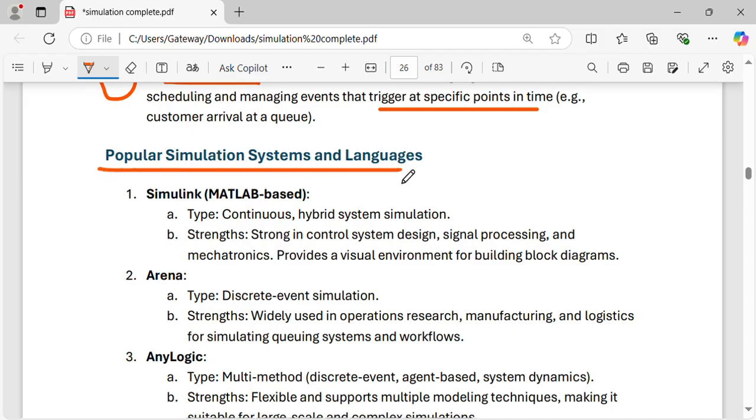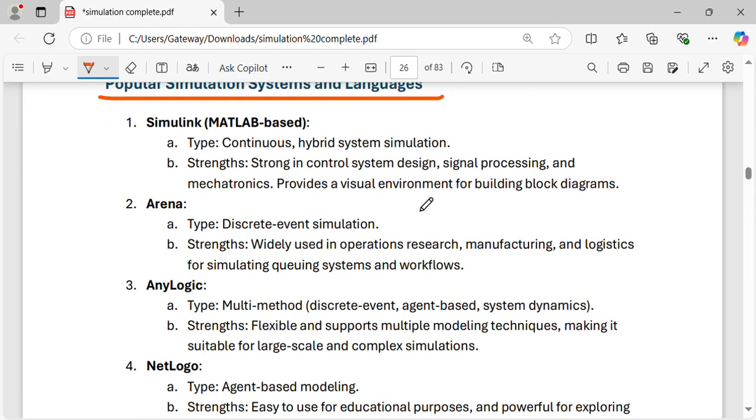Popular simulation system languages. Simulink, which we talked about, is MATLAB-based. It's for continuous and hybrid system simulation. Its strength is that it's strong in control system design, signal processing, signal theory, and mechatronics. It is a visual environment for building block diagrams, right? Block diagrams really help in building the actual simulation. So it's used for continuous, but it can be used for hybrid system simulation. It could be discrete as well.